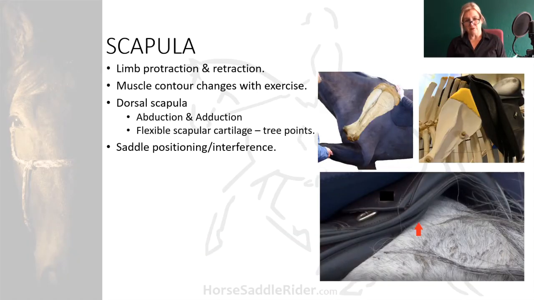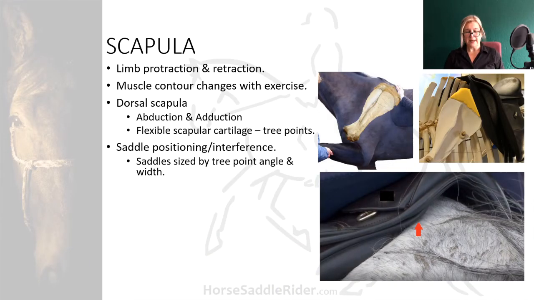Saddle positioning can readily cause interference with the thoracic limb motion. They're sized by tree point angle and width. So angle and width. And must be fitted well, particularly with muscle action in mind, in that functioning muscles infused with blood circulation require the physiological space to do so. Therefore, flocking needs to accommodate this.